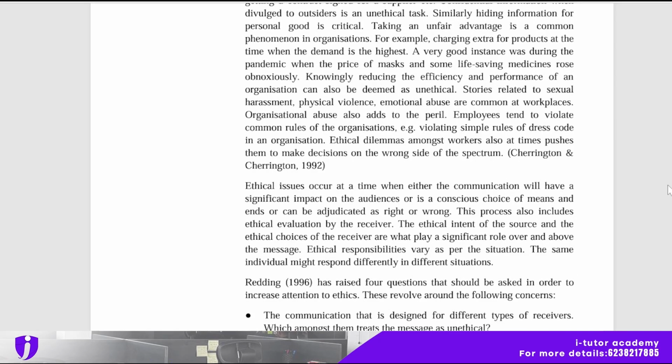Ethical issues occur when either the communication will have a significant impact on the audience, or is a conscious choice of means and ends, or can be adjudicated as right or wrong. This process also includes ethical evaluation by the receiver. The ethical intent of the source and the ethical choice of the receiver are what play a significant role over and above the message. Ethical responsibilities vary as per the situation. The same individual might respond differently in different situations.